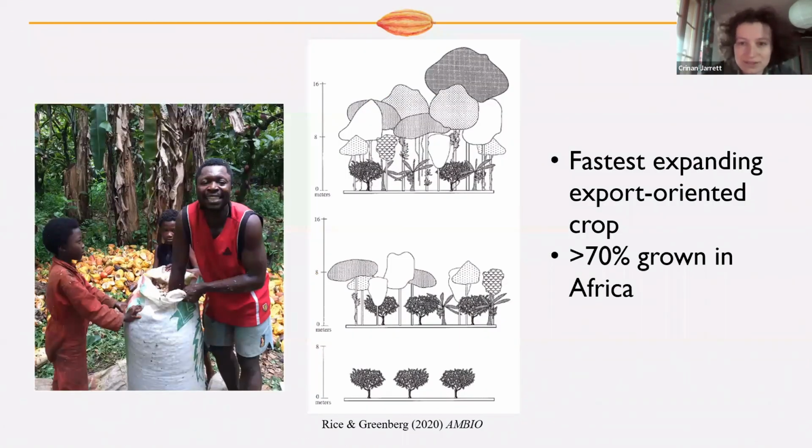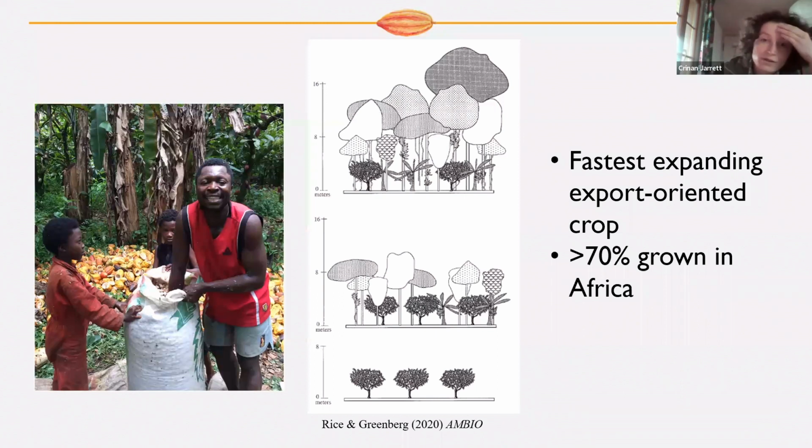So cocoa, which, as you know, goes on to produce chocolate, which we all love, is the fastest expanding export-oriented crop in the world. So it's growing massively. And 70% of the world's cocoa is grown in Africa.